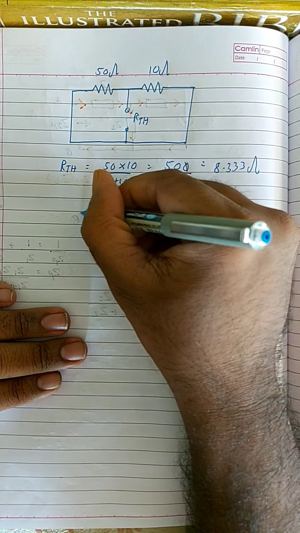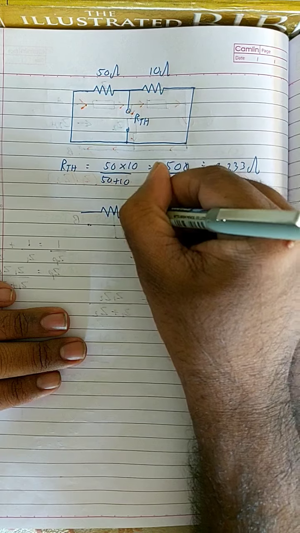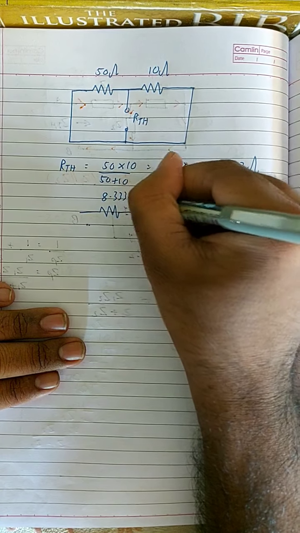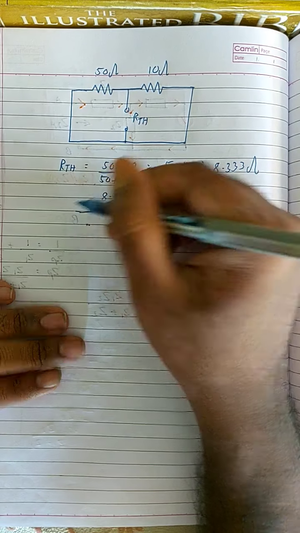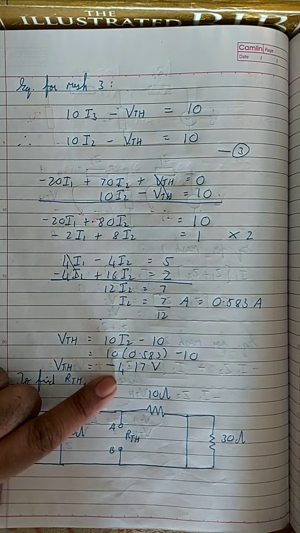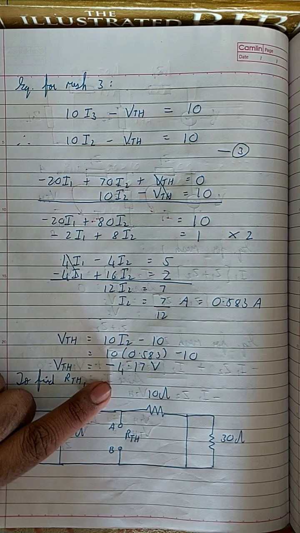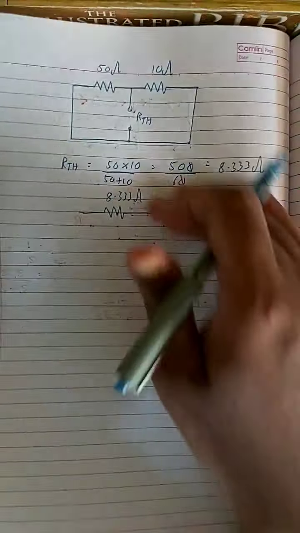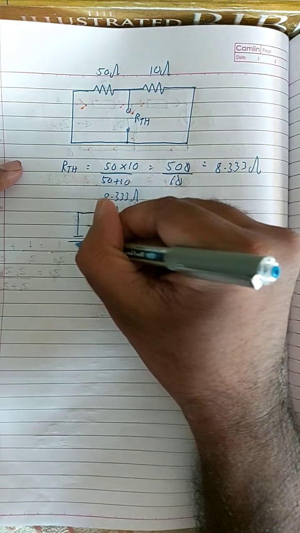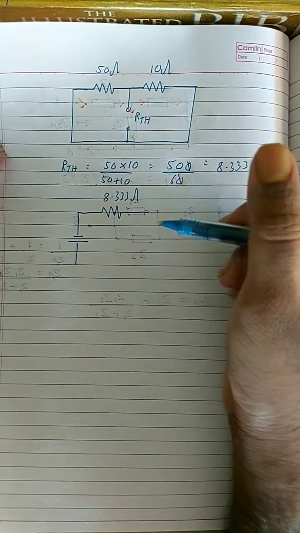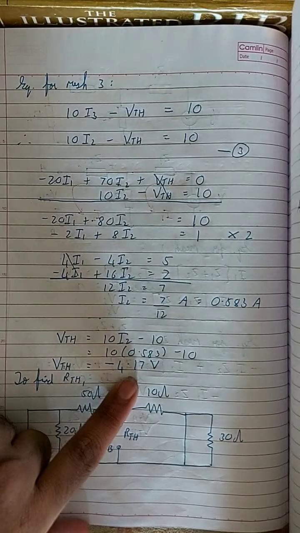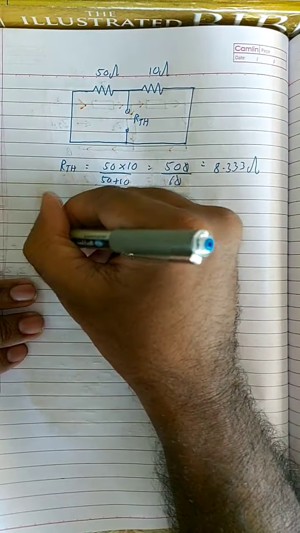That is, we have an RTH over here, and the value of the RTH is 8.333 ohms. And what about this VTH? If you look over here, the VTH is a negative voltage. It's a negative voltage, which means it's a negative polarity, right? Negative polarity means it's a connection like this, right? And this value is 4.17.